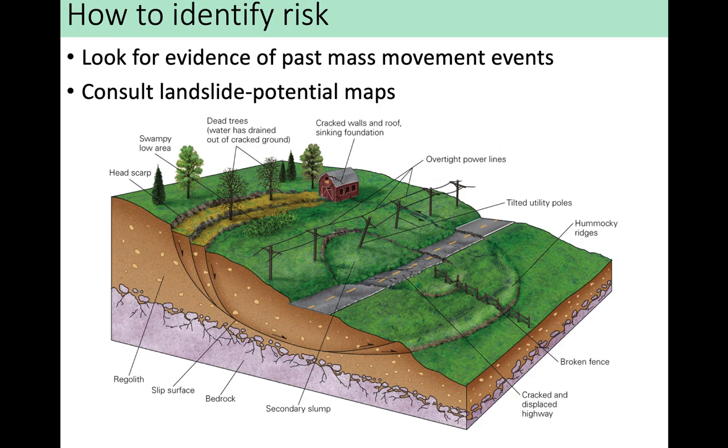So when we think about the risk of mass movement, if any of you are in the home buying phase of your life, you might want to think about the risk of mass movement. Generally, you just want to look for evidence of past events. So have there been mass movement events here before? That means there probably will be again.